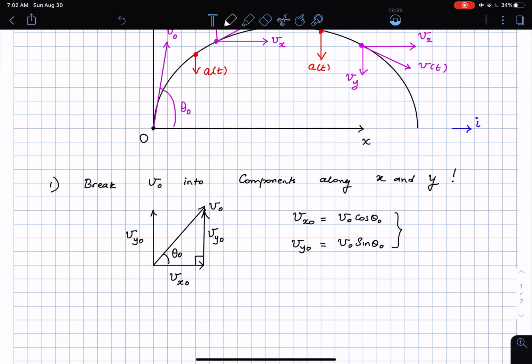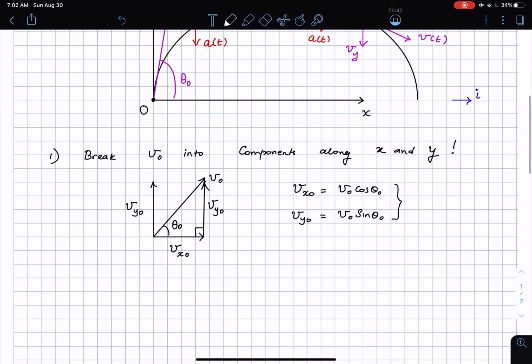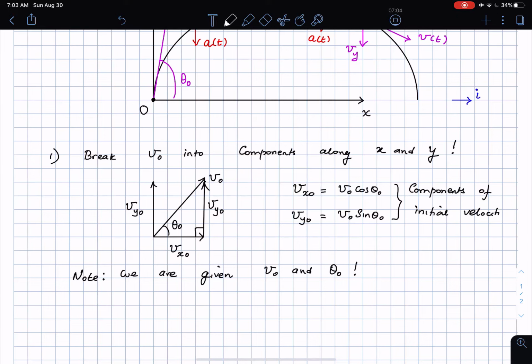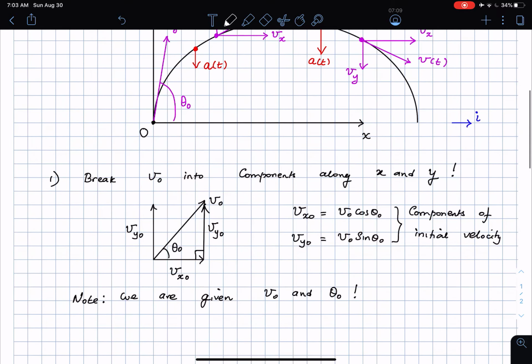And we are given V naught and theta naught. Okay, so note that we are given V naught and theta naught, and these are the components of the initial velocity along the x and the y directions. All right, how do I start this problem? My aim here is to look at some relationships that arise from this particular problem.